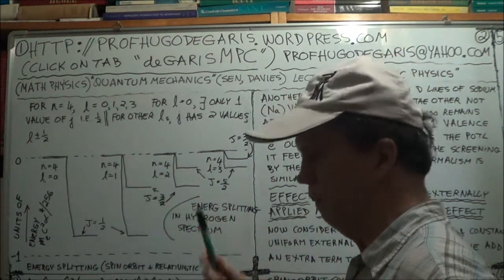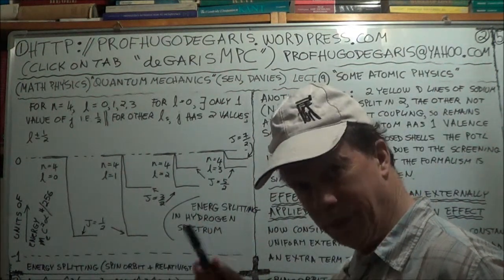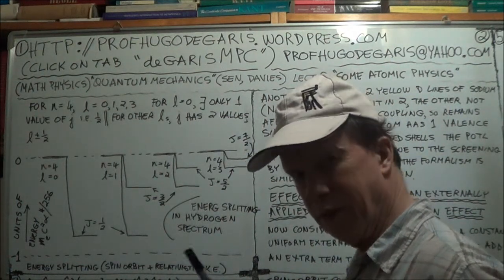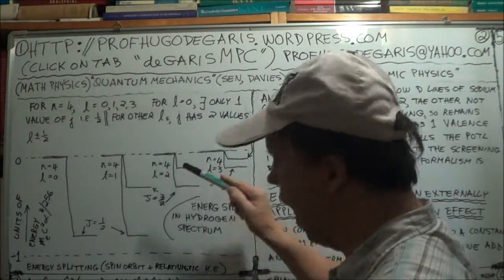And when L is 2, L plus or minus a half. So you get 2.5 and 1.5. So 5 over 2 and 3 over 2. So 5.